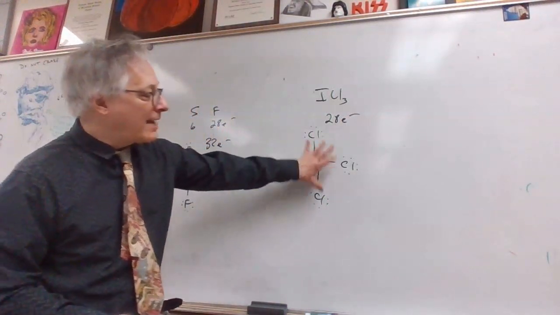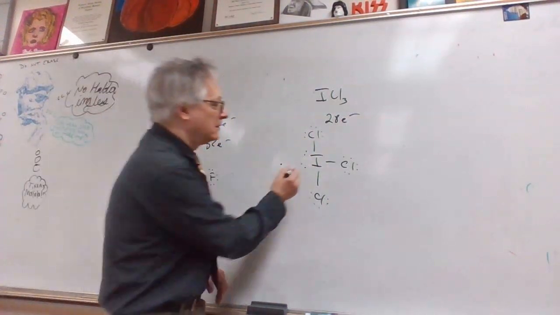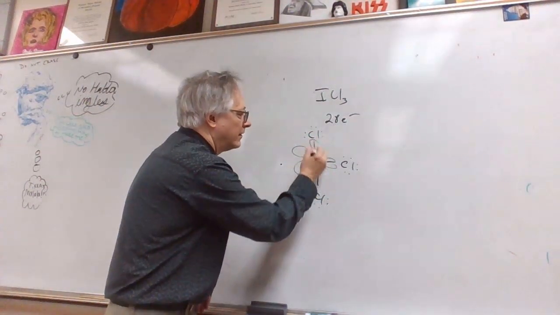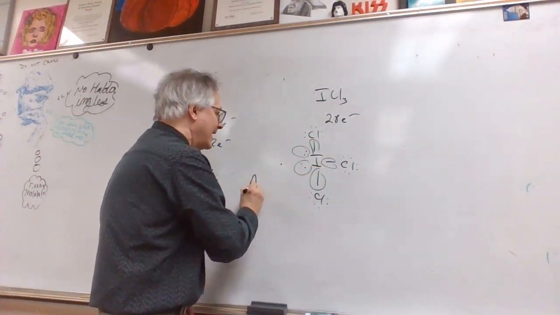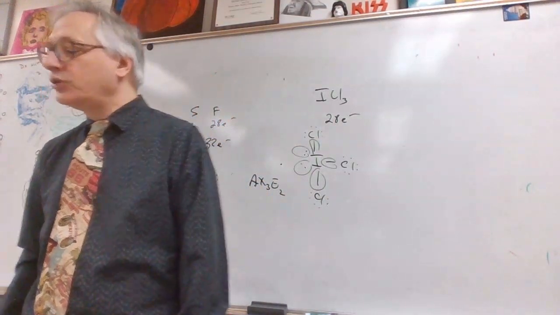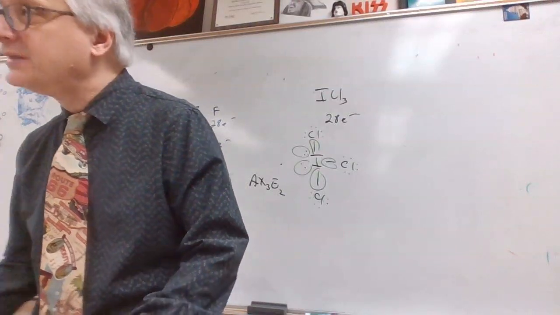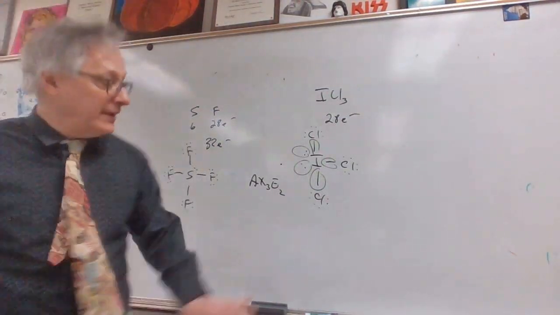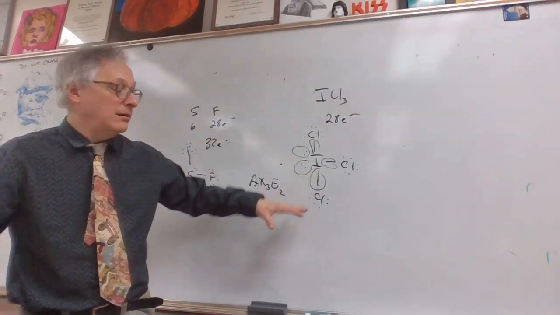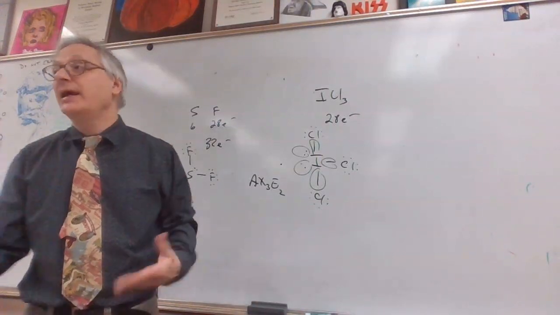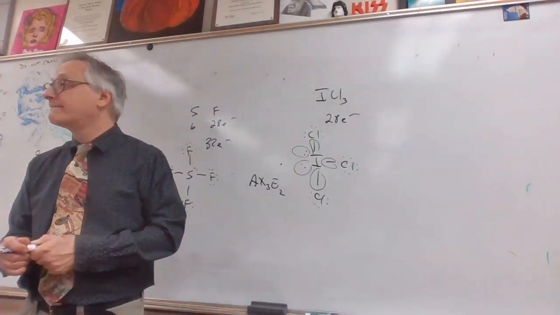So if I look at this, I have electron domains there, there, there, there, and there. AX3E2. So that should correspond to a T shape for my molecular geometry. But for electron domain geometry, it should be trigonal bipyramid.